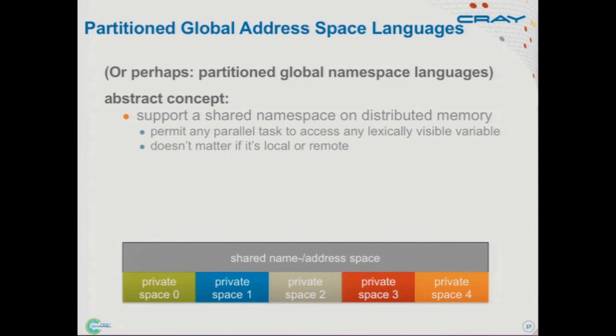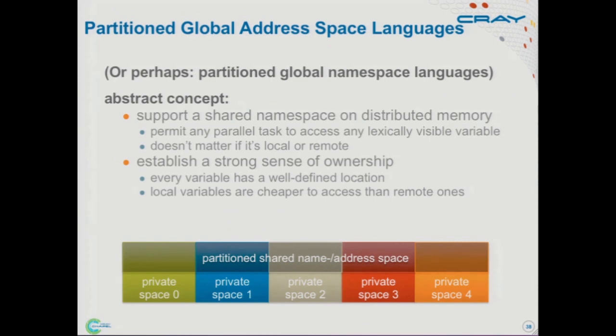So the abstract concept here, you see this in Kathy's talk, right? We're going to have a conceptually shared namespace, but it's going to be running on distributed memory. But rather than being a completely flat shared memory where we can't really tell where anything lives, it's partitioned, so we can reason about where things live if they're in that shared namespace. And this is my version of the diagram that showed up in Kathy's talks.